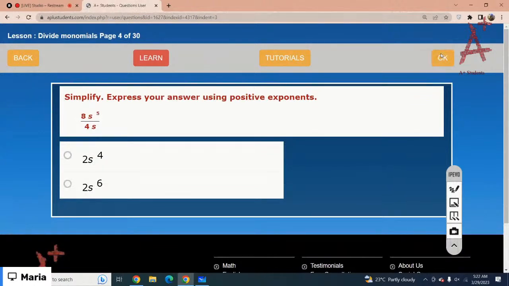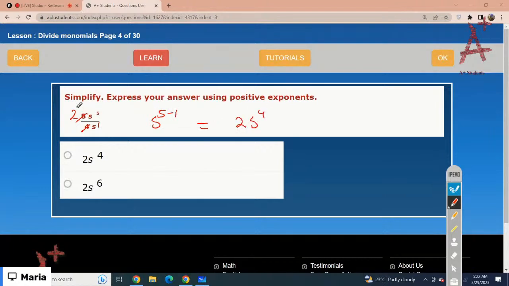Okay, 8s^5 divided by 4s. So you can divide them by a common number 4. It would be 4 times 1 is 4 and 4 times 2 is 8. So here you have 5 and here you have 1. You can subtract 5 minus 1, and that would be 4. So it would be 2s^4 is the correct option. Got it?